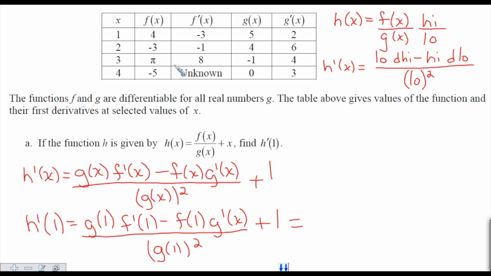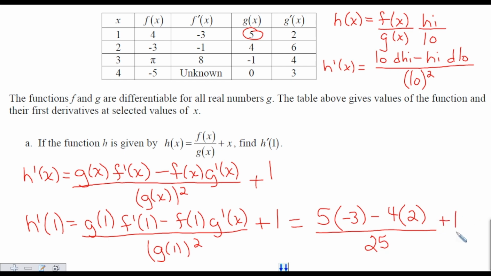So now we're just going to use the value g of 1, and g of 1 is 5. F prime at 1, here's f prime at 1 is negative 3. F at 1 is 4. G prime of 1 is 2. And g of 1, which we've already found, is 5, and 5 squared is 25. And all of that is going to be plus 1.